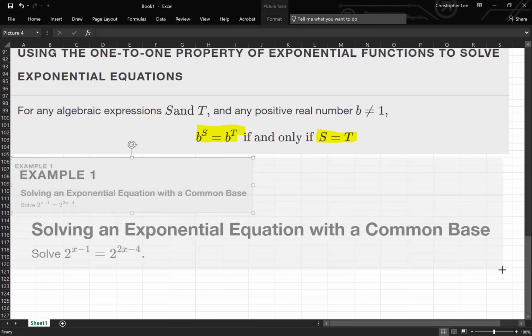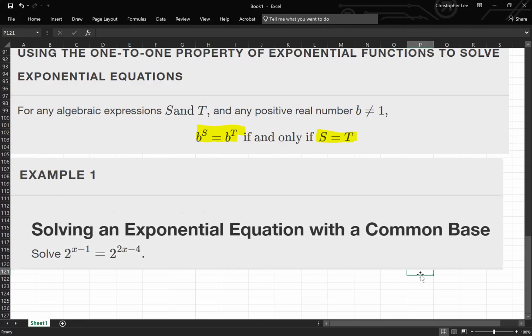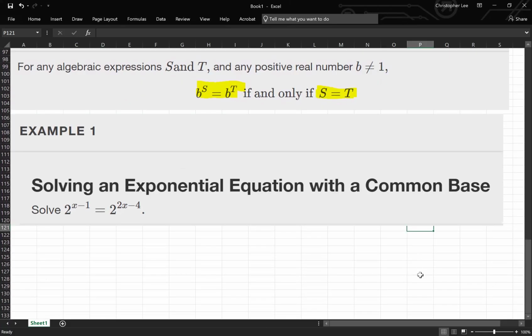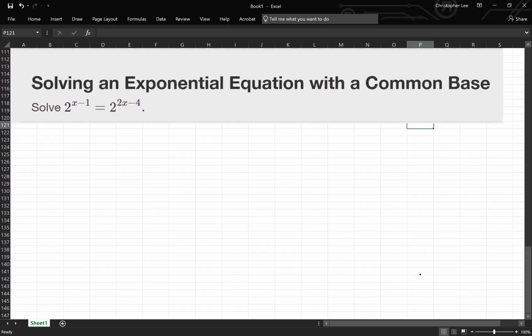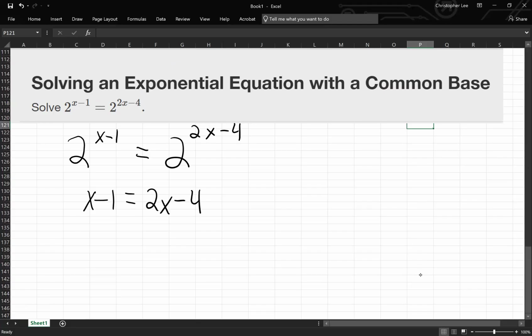All right, let's look at the first example: solving an exponential equation with a common base. We want to solve 2 to the x minus 1 power is equal to 2 to the 2x minus 4 power. Because they have the same base, just work with the exponents. x minus 1 is equal to 2x minus 4. After that, let's solve for it. Subtract x from both sides, add 4 to both sides. So what do I have? I have 3 is equal to x. Boom. And that's it.